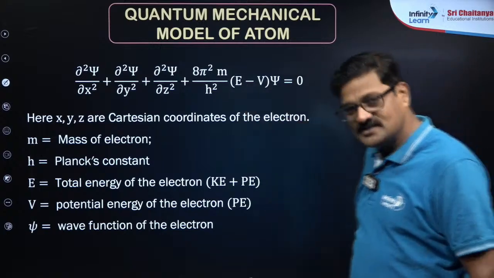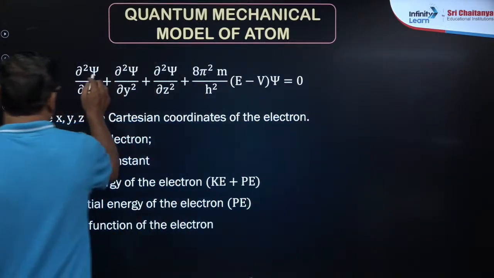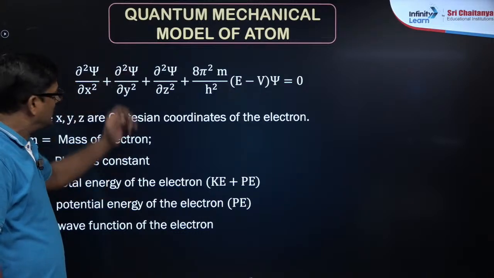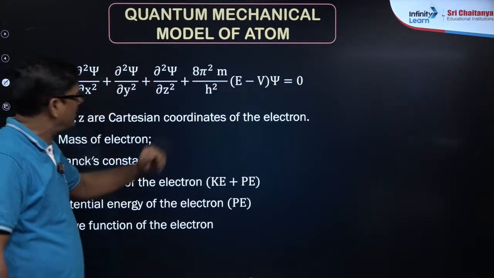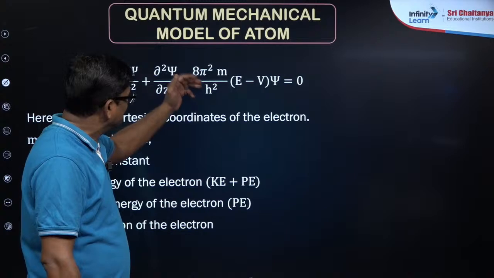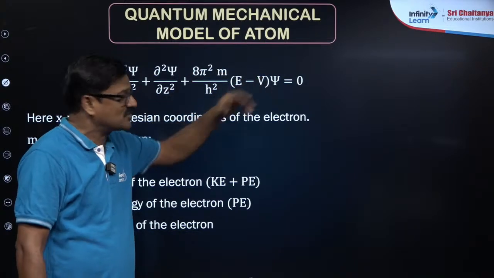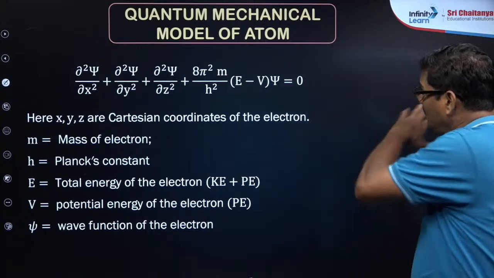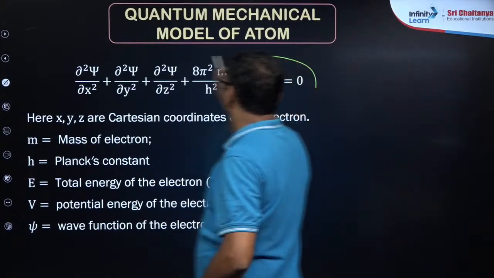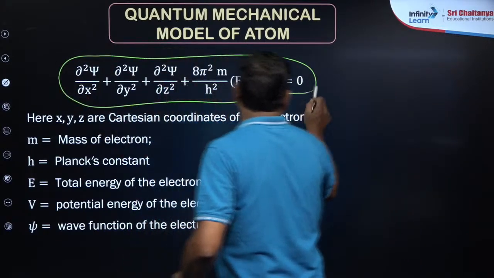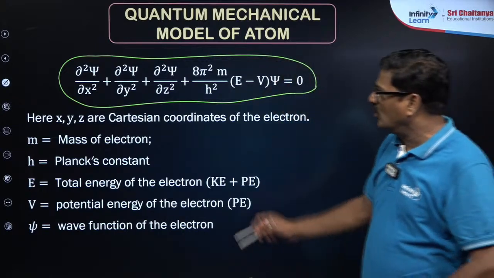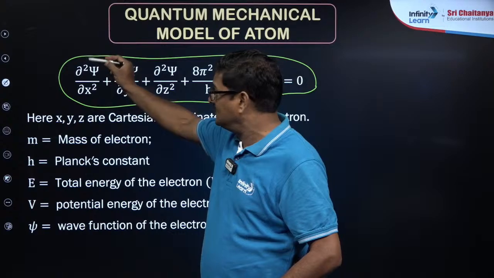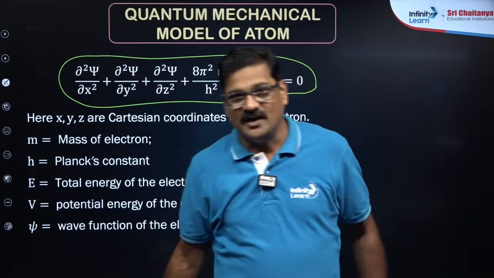So that is given as dou square psi by dou x square plus dou square psi by dou y square plus dou square psi by dou z square plus 8 pi square m by h square of E minus V of psi is equal to 0. क्या कमाल किया. So ये equations सारे के सारा रट्टा मारना, कभी कभी रट्टा मारना गलत बात नहीं है. So ये dou indicates here a second order partial differential equation है बेटा, है ना.